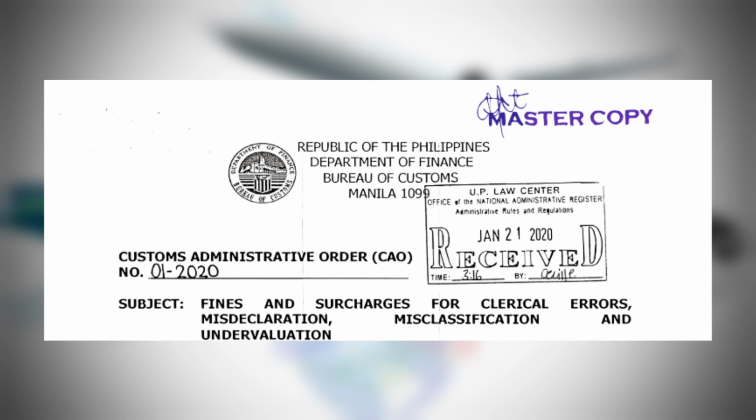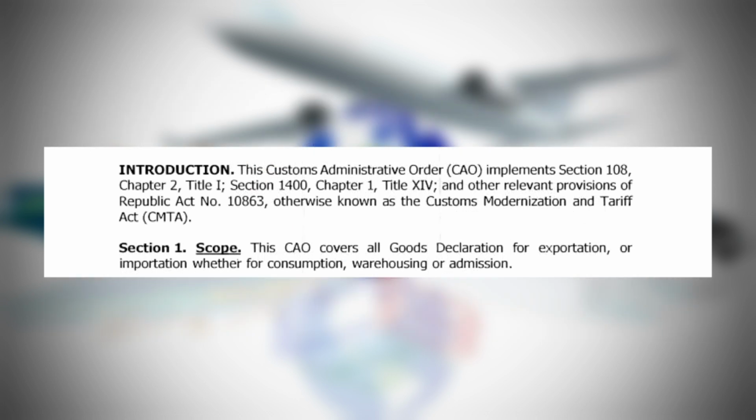Customs Administrative Order, CAO, Number 01/2020. Subject: Fines and surcharges for clerical errors, misdeclaration, misclassification, and undervaluation. Introduction. This Customs Administrative Order, CAO, implements Section 108, Chapter 2, Title I, Section 1400, Chapter 1, Title 14, and other relevant provisions of Republic Act No. 10863, otherwise known as the Customs Modernization and Tariff Act, CMTA.